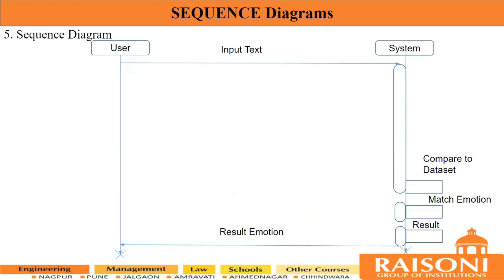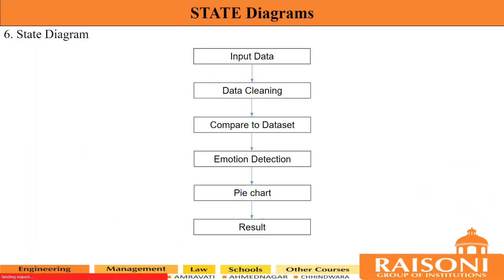This is the sequence diagram for our project. The user gives the input, then the system does the sequential operations, compares the dataset, matches emotions, and gives the result emotion to the user. This is the state diagram for our project. We give input data, then do the data cleaning, compare the dataset, do emotion detection, and show the pie chart for the dataset. Further, we get the result of the dataset.